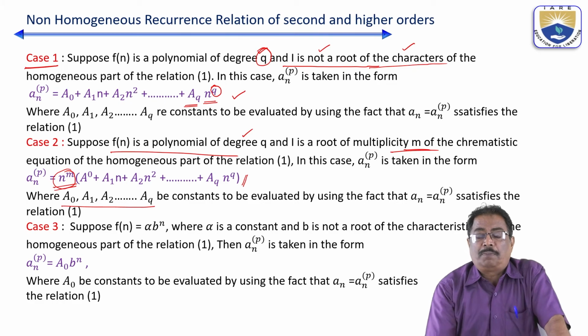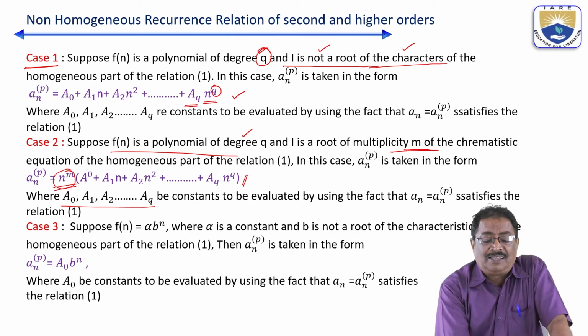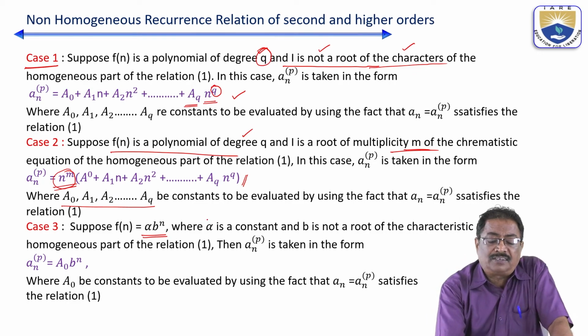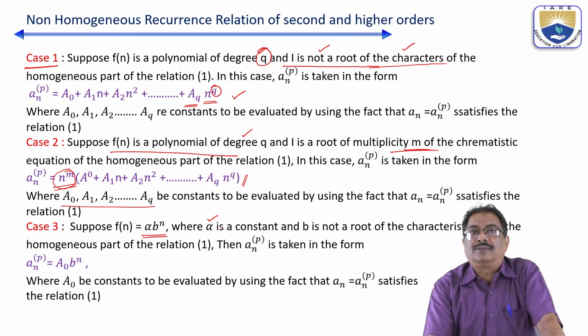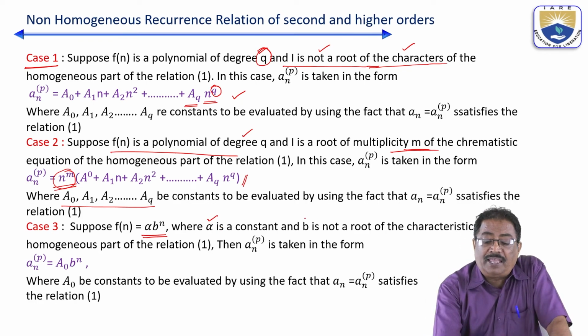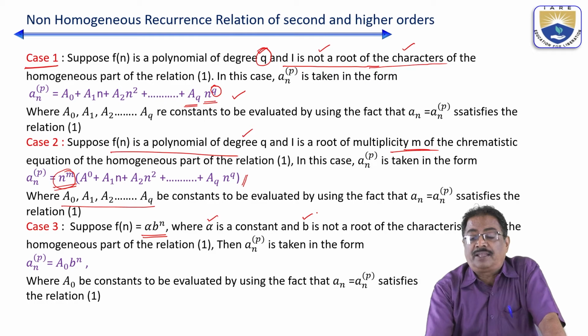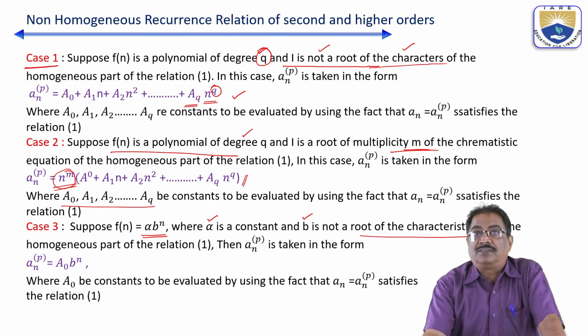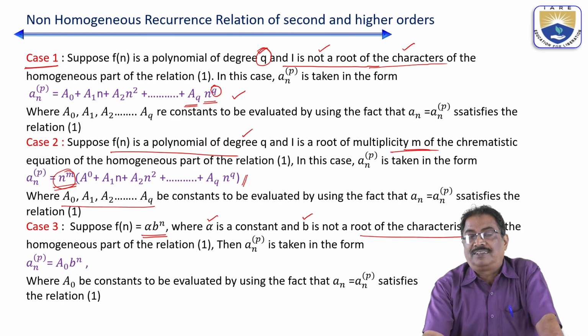How to assume a particular solution? In such a case, let us consider alpha b power n. Alpha is any constant like 2, 3, 4 and so on. And b is not a root of the characteristic equation or auxiliary equation of the homogeneous.